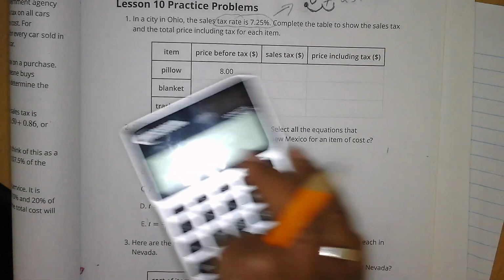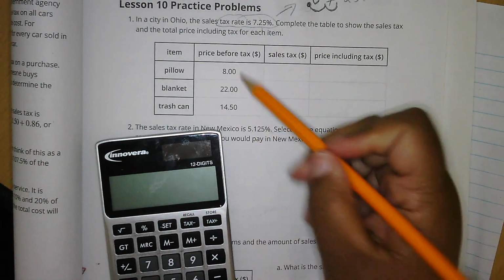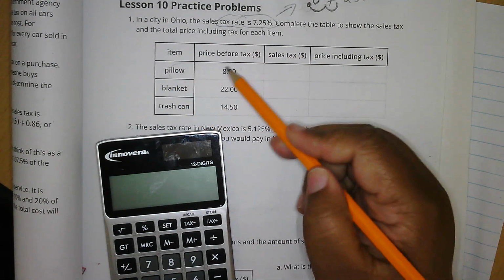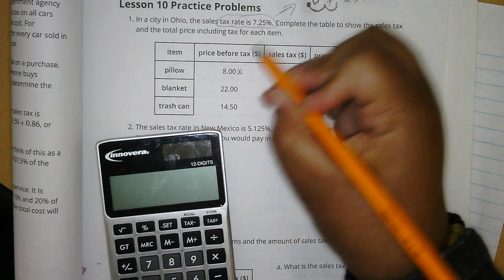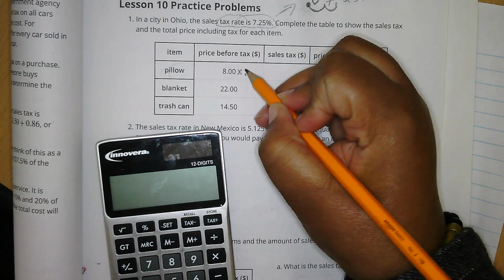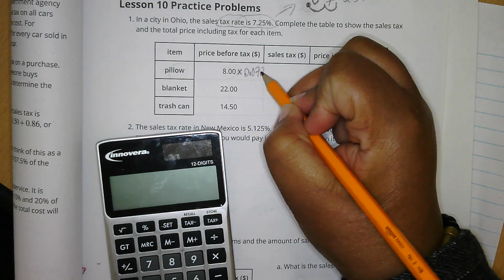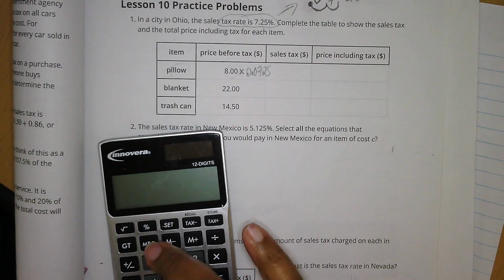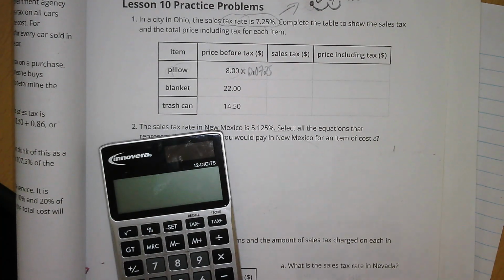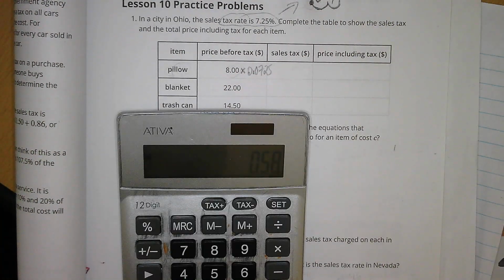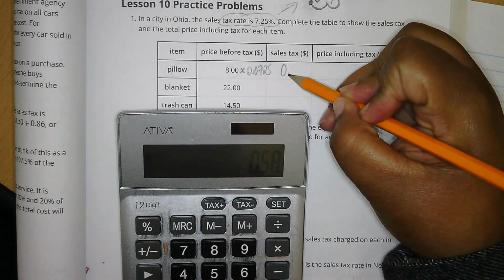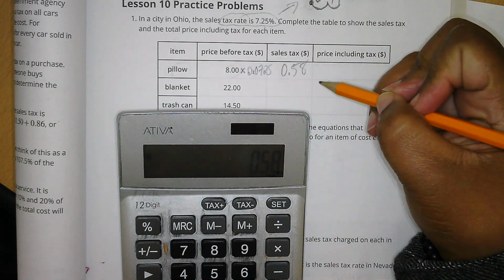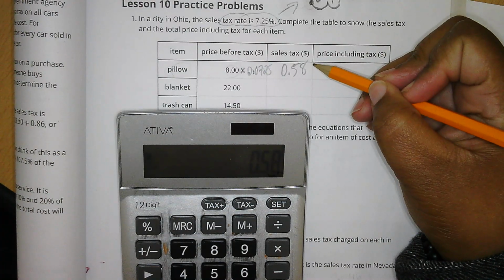So this, as a decimal, 7.25% as a decimal is 0.0725, okay? So when I go to figure out the sales tax on a pillow that costs $8, I'm going to multiply this $8 by 0.0725, okay? So use your calculator and do that. Okay, when you put this into your calculator, you should get 0.58. That means the sales tax is 58 cents, right?